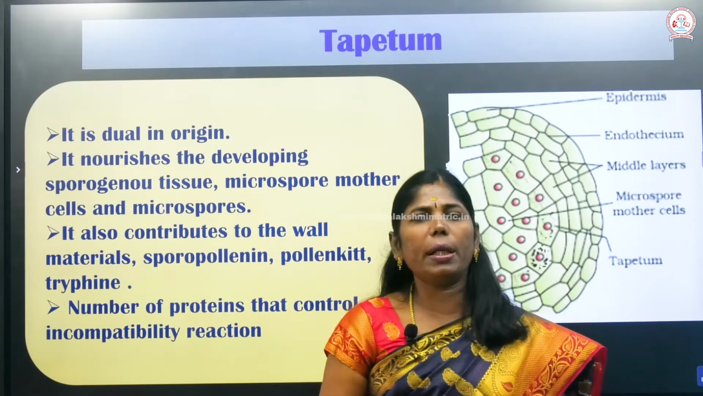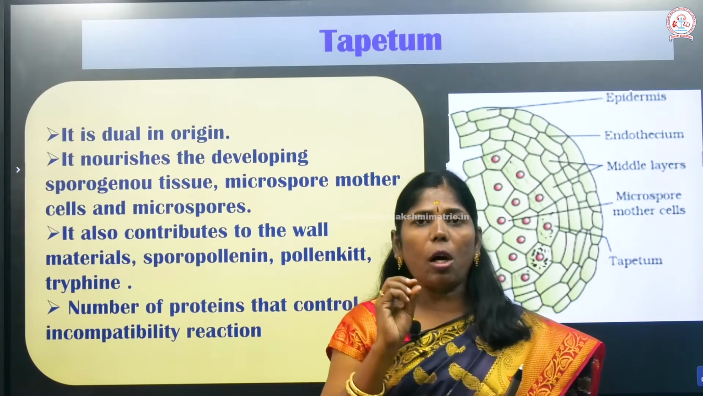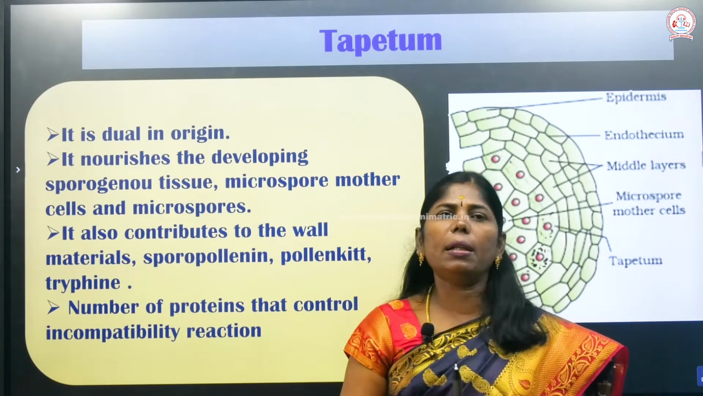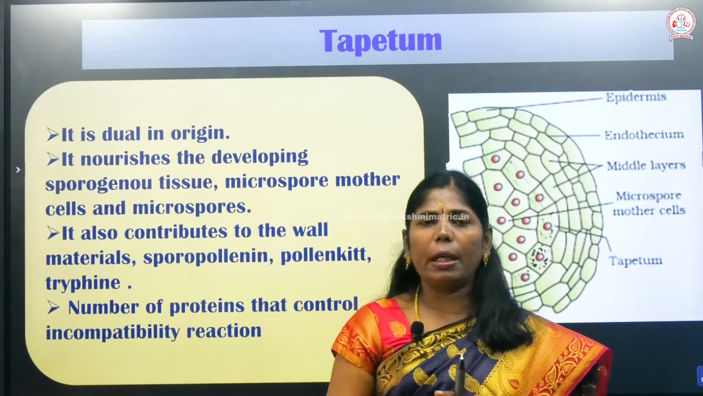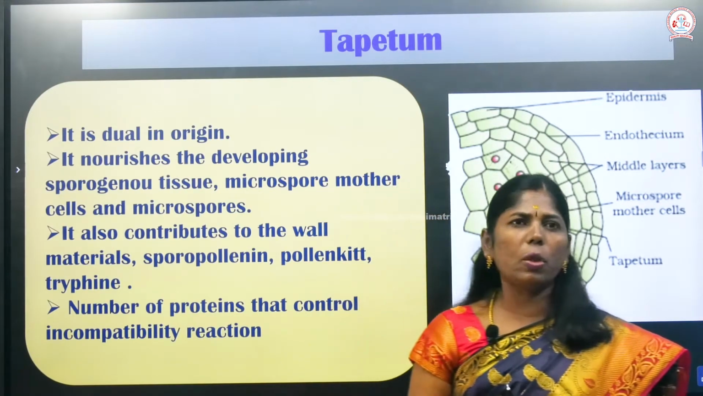The pollen kit is also present on the surface of the pollen grains. It is orange to yellow in color and viscous in nature. It helps attract the insects for pollination. And another substance, tryphine, is also present there.